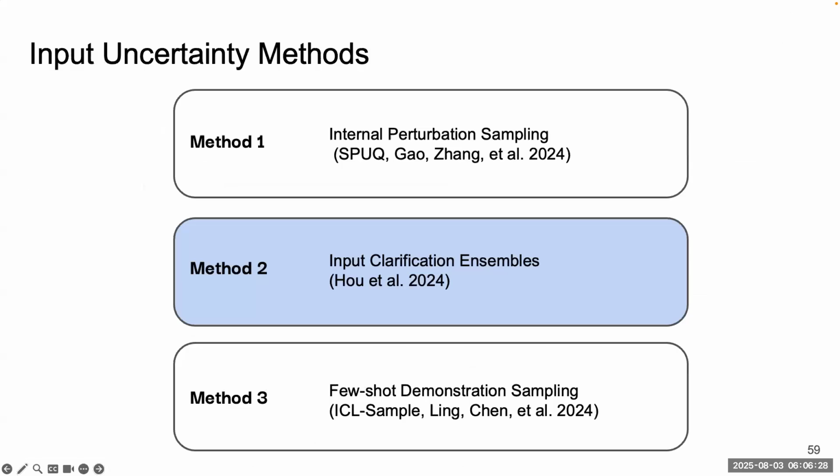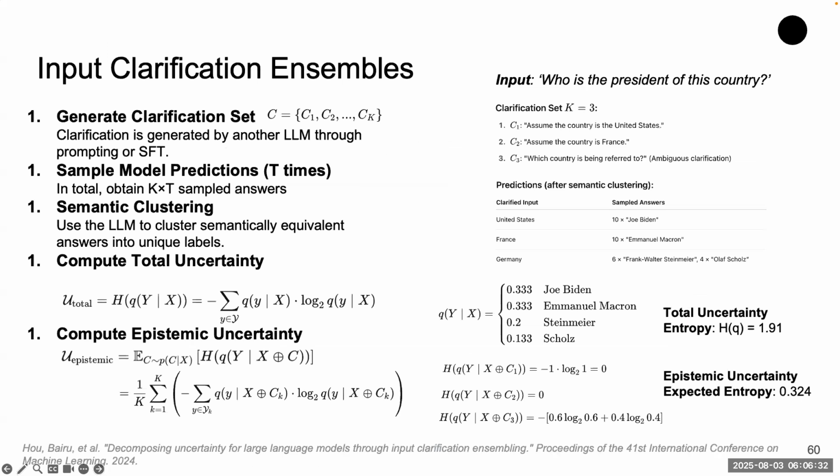And then the second method is called input clarification ensembles. It's also doing perturbation on the input, but it's adding some clarification to the input, because like I said before, people believe that input uncertainty comes from the input itself. Your input is ambiguous. So that's the reason why they want to generate some clarification for the input, so that it gets clearer.